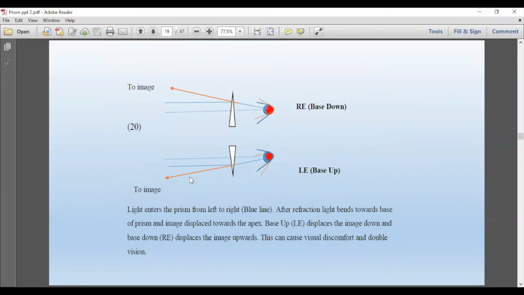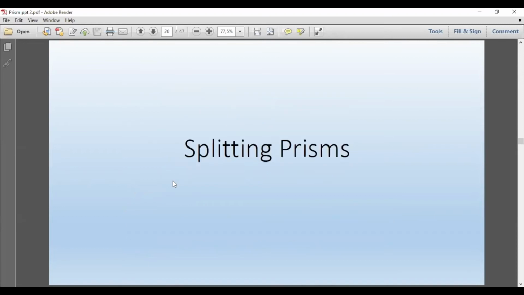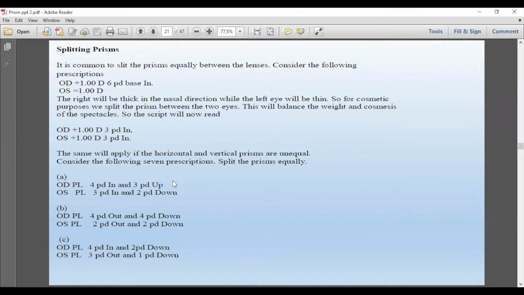Okay, now in a case like this, where you've got a base down in the one eye and a base up in the other, you've got unequal displacements. Your right eye will displace the image upwards, left eye will displace the image downwards. You have to add the prisms together, and you can see you land up with double vision. You're going to have two images. So that's pretty straightforward. You will have discomfort. Definitely. Double vision.